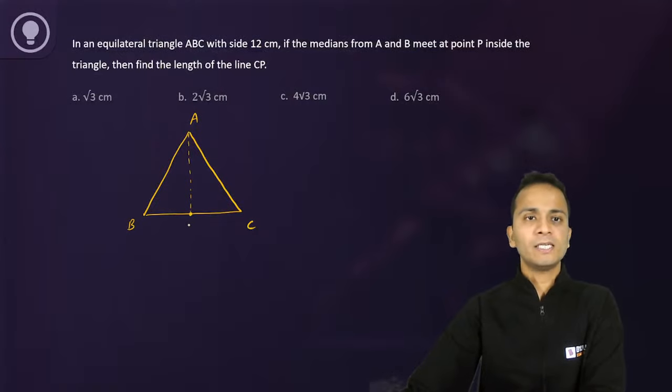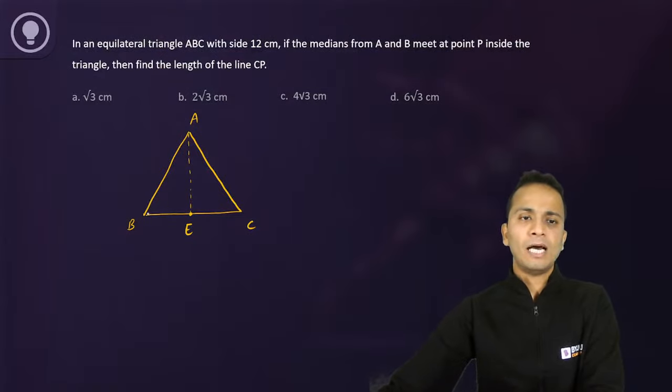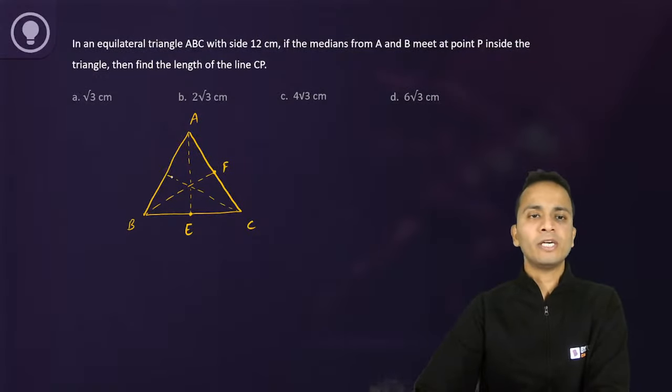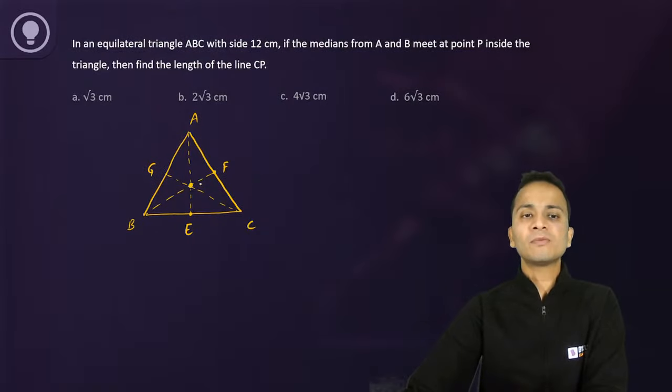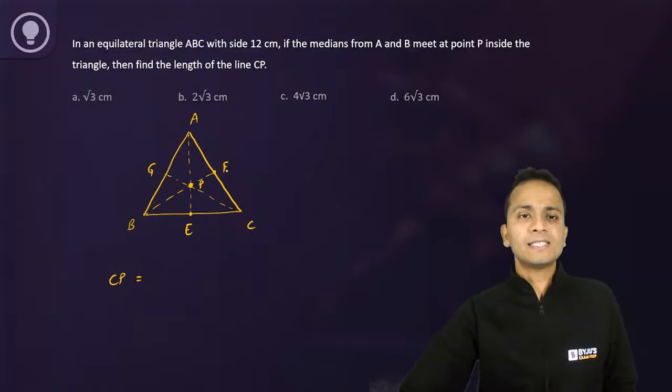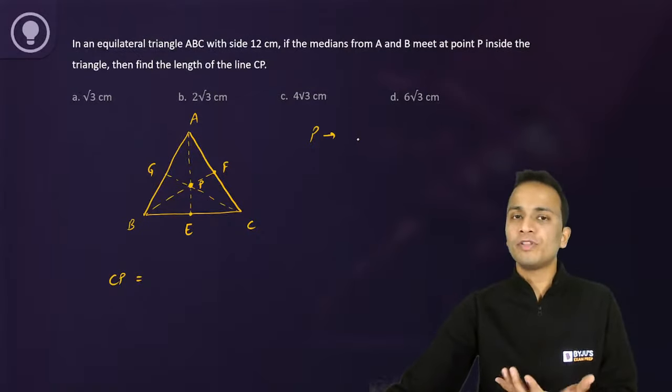So let's say this is E and another median. This point is F, and I'll draw the third median as well, which will definitely pass through the intersection point of the first two medians, G. So this point is given as point P. Now what we need to find is the length of CP. Now the length of CP will be equal to, or I'll tell you the property that the centroid P is the centroid, that is the intersection point of the medians.